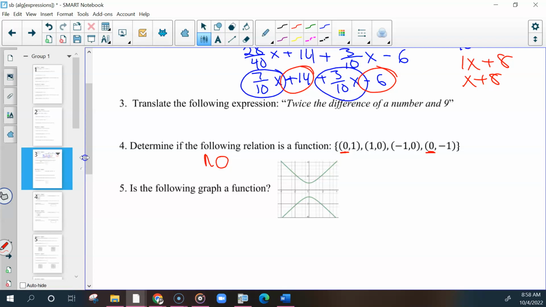To determine if this graph is a function, we can draw a vertical line. If it touches it at more than one place, so like here it touches it twice, then it's not a function. Okay, so make sure you have those written down. I forgot to pull up the other set of notes.